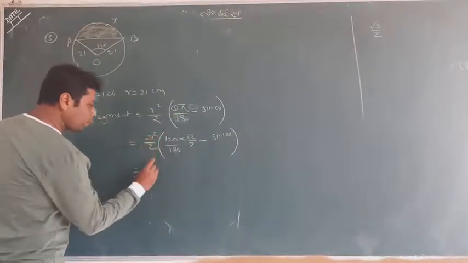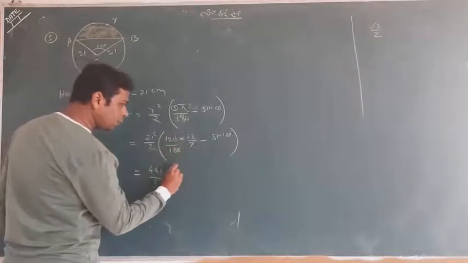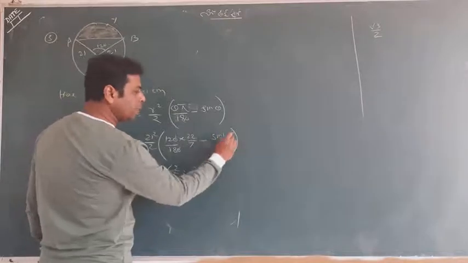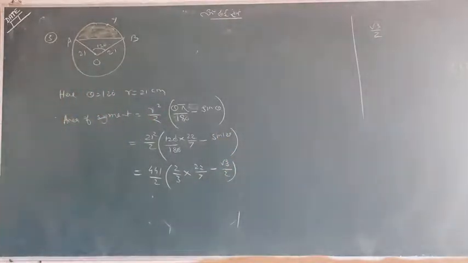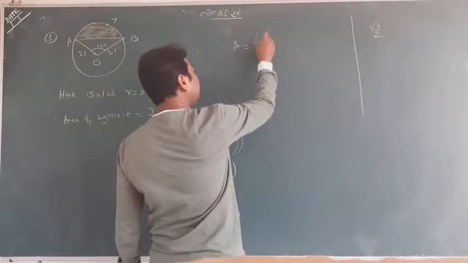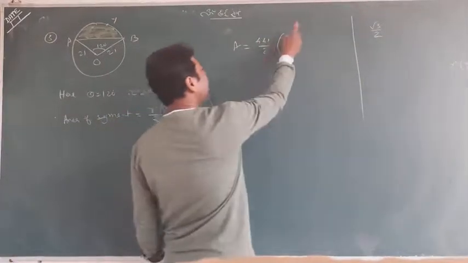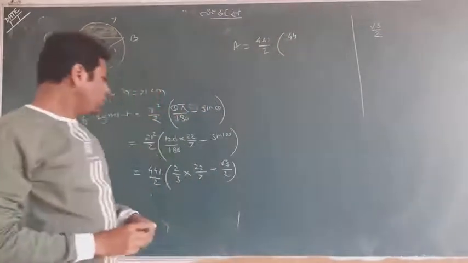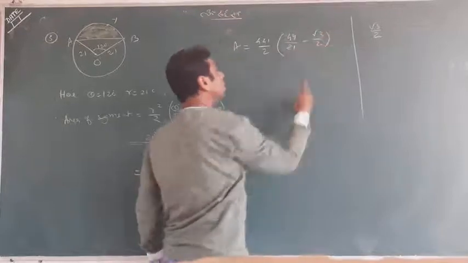Like 21 squared is 441 upon 2. After cancelling, it is 2 by 3. It is 22 by 7. Minus sine 120, I taught you it's root 3 by 2. So the answer is given in almost the same format. The answer area is 441 upon 2, and 22 into 2 is 44, upon 21, minus root 3 by 2.